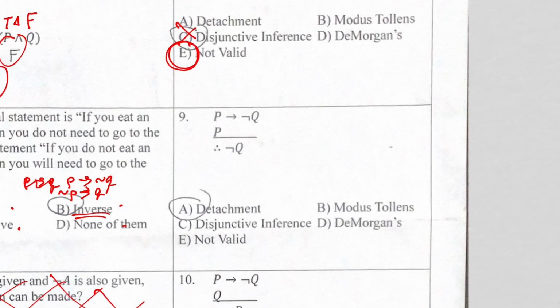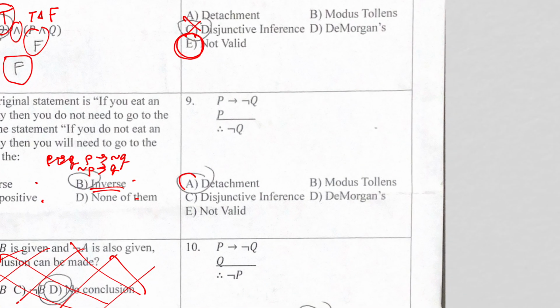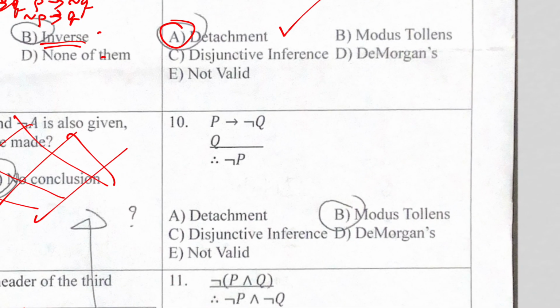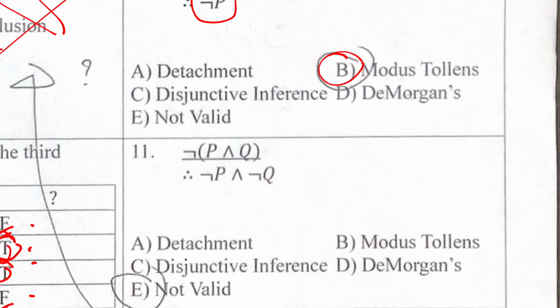This one over here, this is definitely detachment, because you have P implies not Q, and then you have the thing on the left, so the thing on the right, exactly as it is, would be the conclusion. And for this one, this is a modus tollens situation, because this is the opposite of the thing on the right, which makes the conclusion the opposite of the thing on the left. And this one, if this is what it was, is not valid, because that's not how De Morgan's rule works. You'd have to flip the sign there.